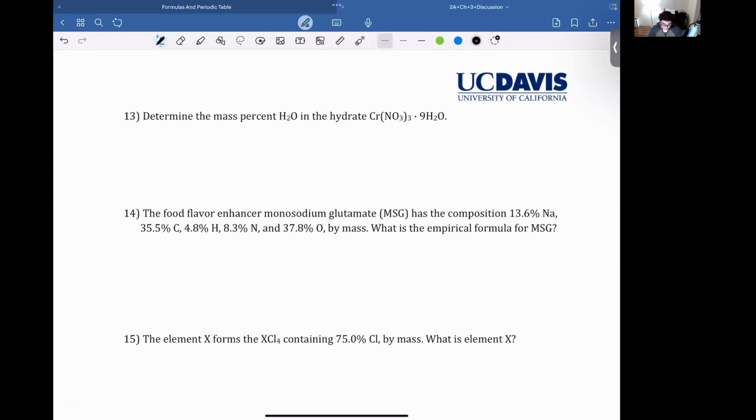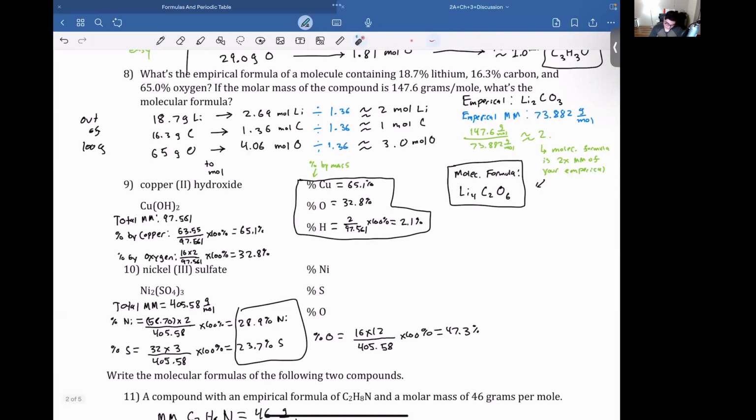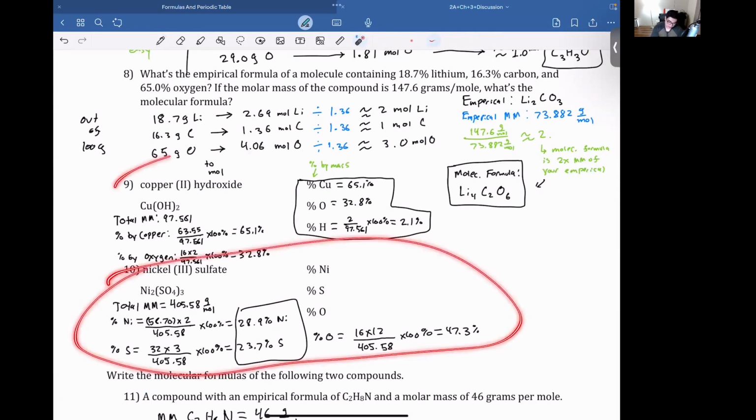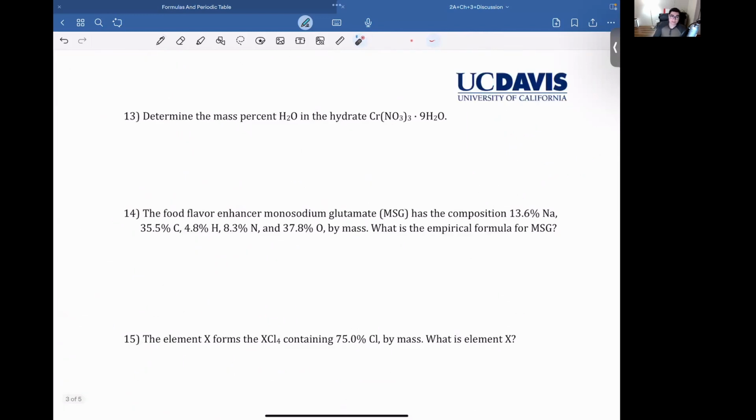13 says determine the percent of H2O in the hydrate, chromium nitrate with 9 waters. So this, you're doing the same thing, right? These are all the same types of problems, right? These are all percent by mass problems, 9 and 10. You're doing the same thing for this other one. So yeah, same exact thing.